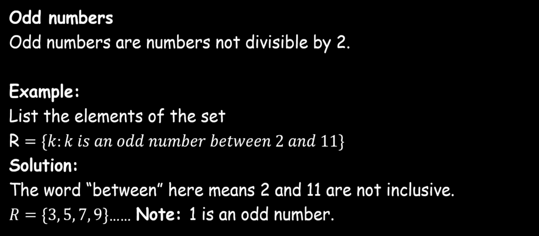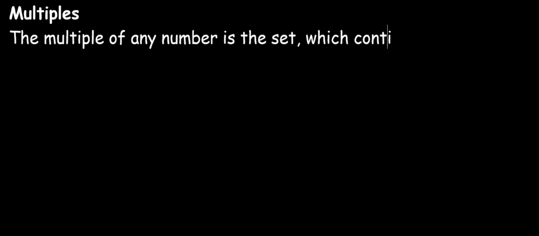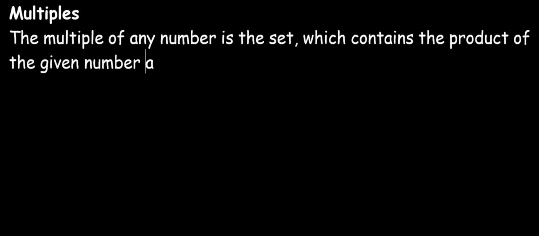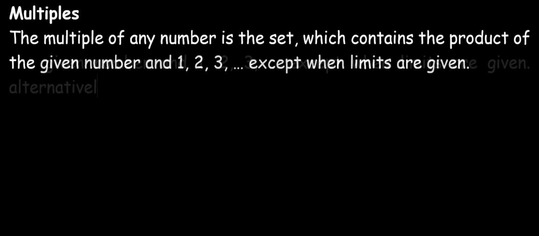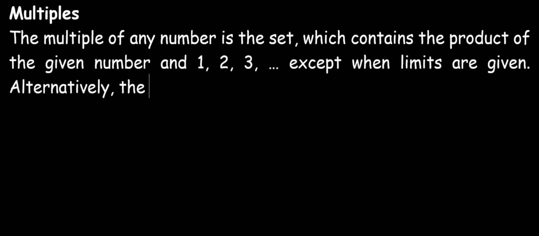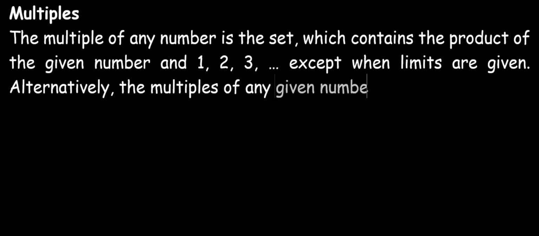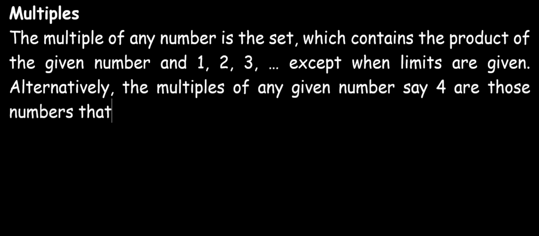Next, multiples. The multiples of any number is the set which contains the product of the given number and 1, 2, 3, on and on, except when limits are given. Alternatively, the multiples of any given number, say 4, are those numbers that can be divided by 4 without remainder.